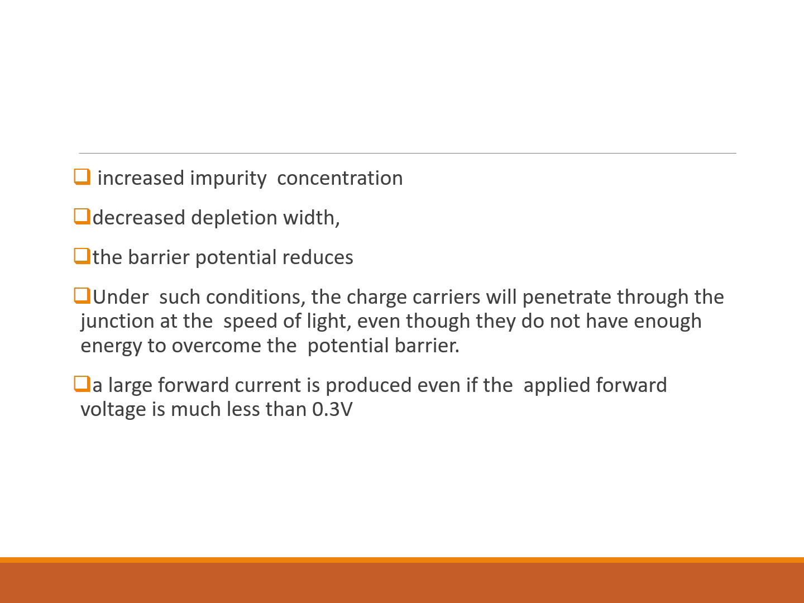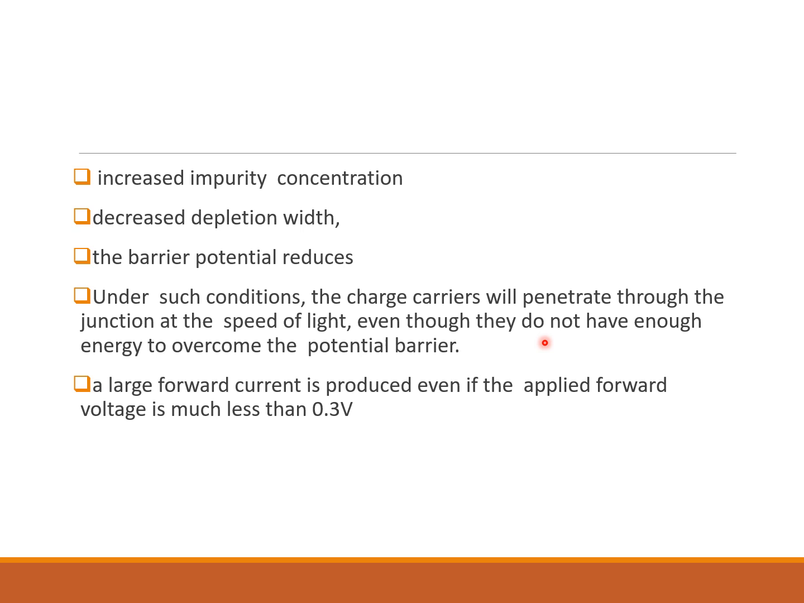Here the impurity concentration will be more in the PN junction, and the depletion width will be very small, so the barrier potential reduces. Once breakdown occurs, the electrons have to move from the n side to the p side, or the holes from the p side to the n side. The charge carriers penetrate the junction. They do not need to overcome the barrier potential, but penetrate the junction at a very high speed, the speed of light.